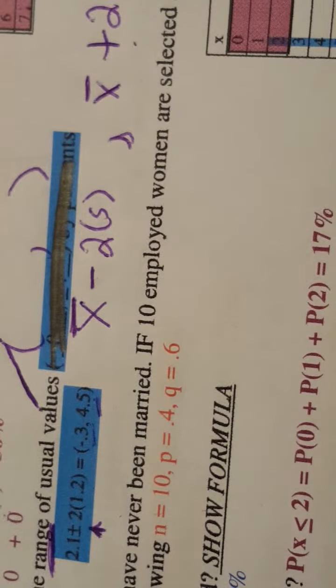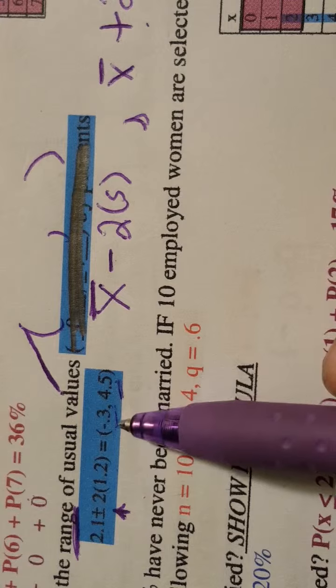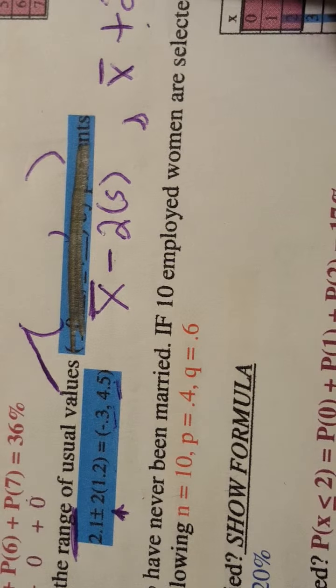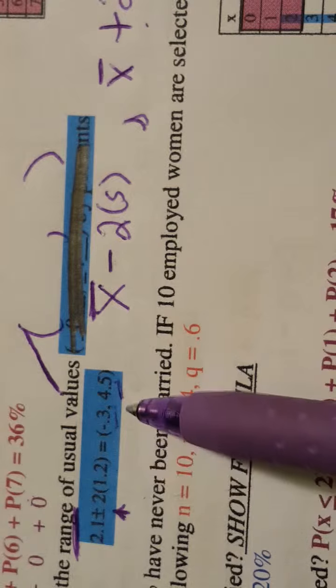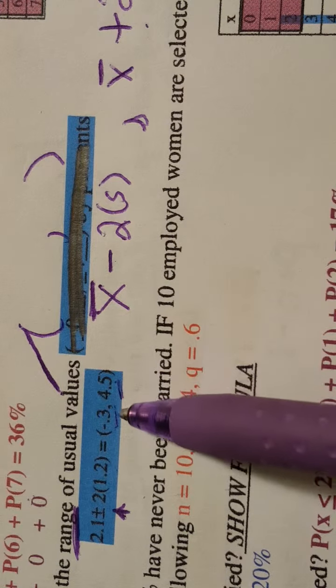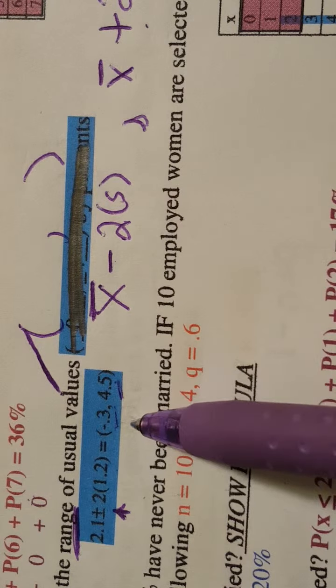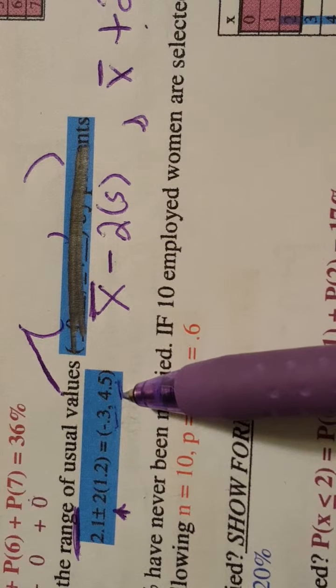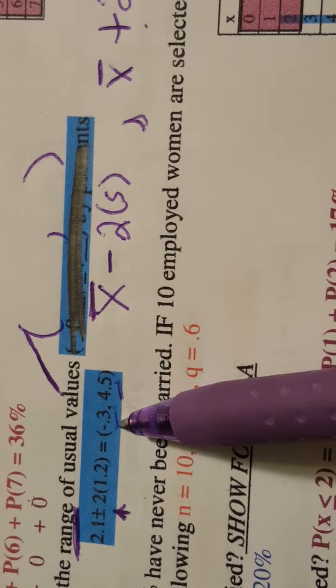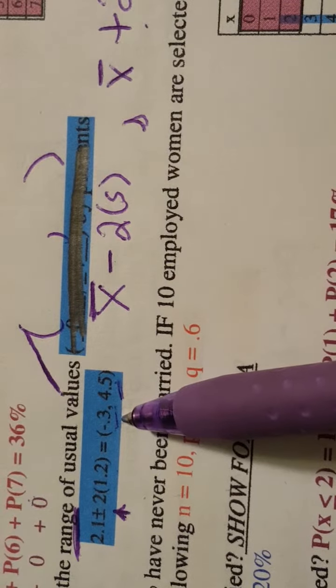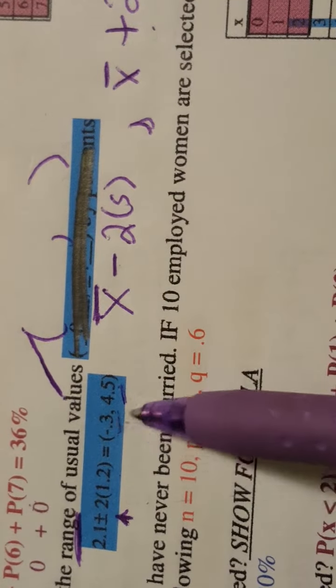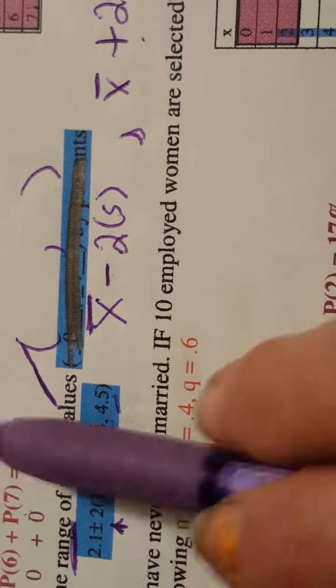That it would be usual to have a blood type between negative 0.3. You can't have negative 0.3 kids, so that would be 0 kids up to 4 kids would be the usual range of having type O blood type. Okay, so that's how you do the problems.